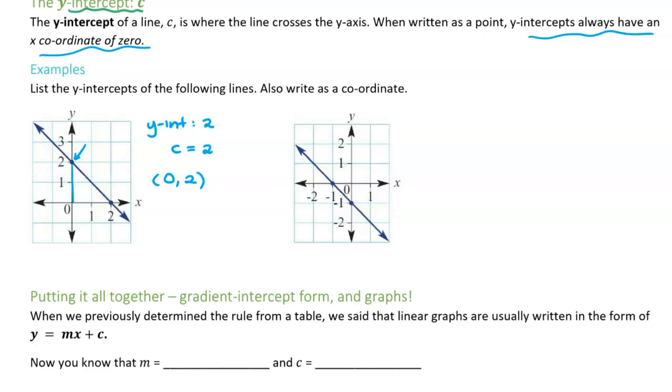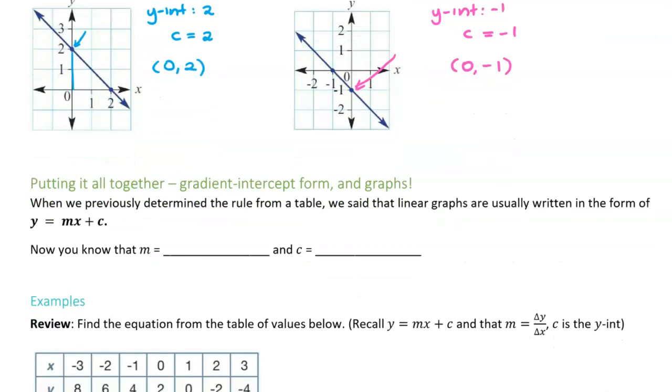Okay, next example. Here's our y-intercept. So we could write y-int being -1, or now we could just write c equals -1. And as a point, that would be x is 0, y is -1. So let's put it all together.